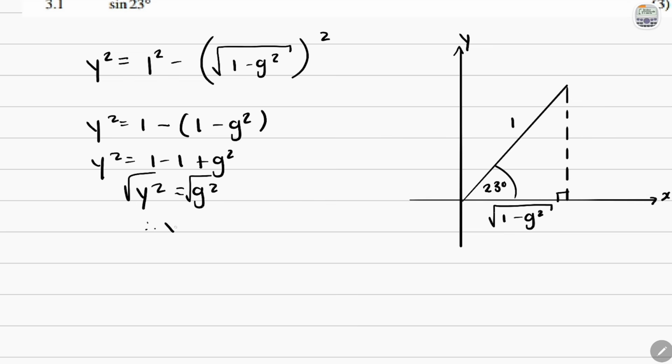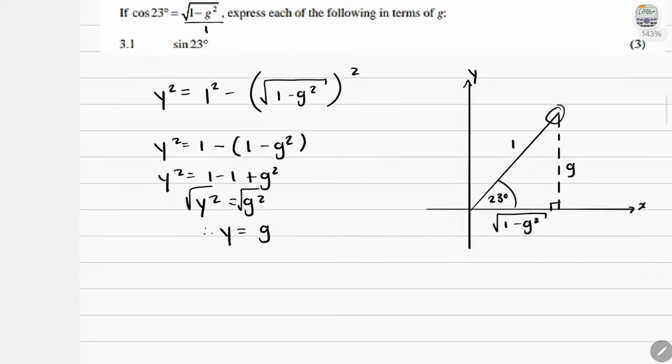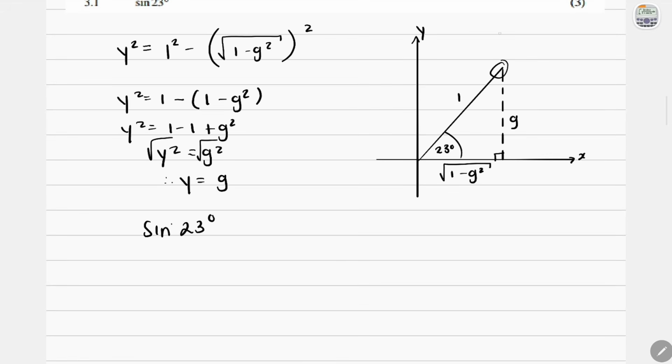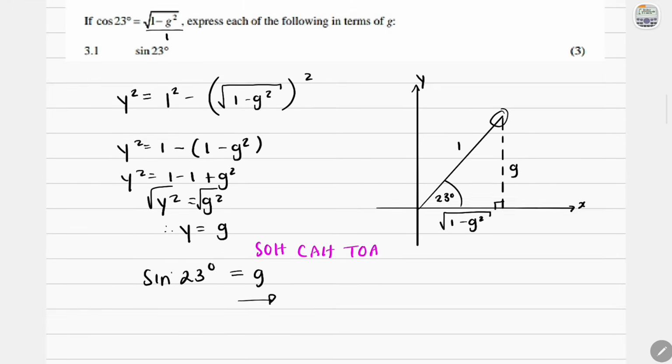Of course, we consider the positive and the negative solution, but you can clearly see where this y value is, on the positive part of the y-axis. So that is just equal to g. So the opposite side is g. And now we can find sine 23 degrees. From SOHCAHTOA, we know that sine is opposite over hypotenuse. So the opposite over the hypotenuse is simply g over 1, which is just g. And that is our answer.